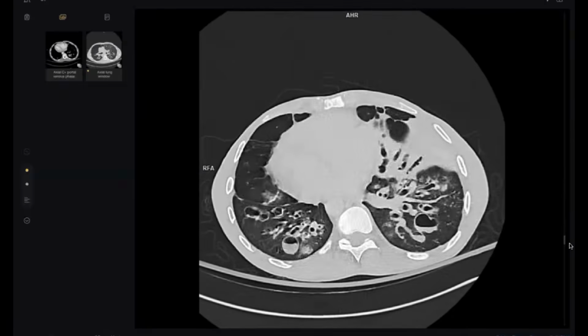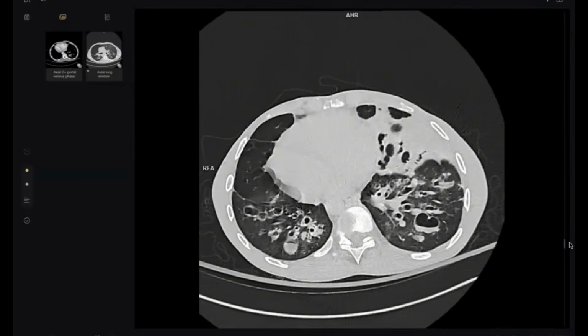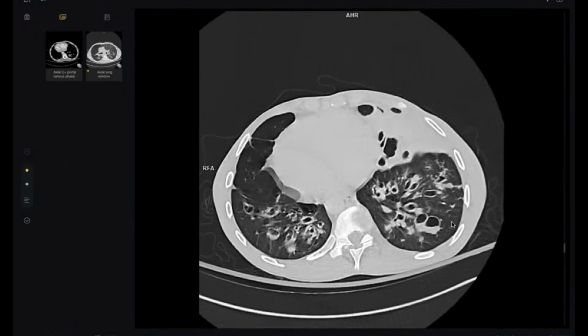Okay, so these cavitary lesions are thick-walled with fluid levels, most predominant in the basal zones bilaterally, so there is basal predominance. I can also see bronchiectatic changes with scattered ground glass opacities. There is an area of consolidation noted in the left anterior lower zone with air bronchograms within. I would like to scroll further, up, please.